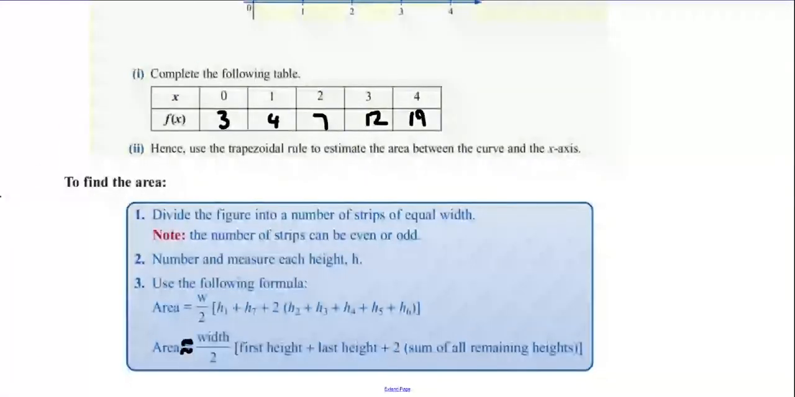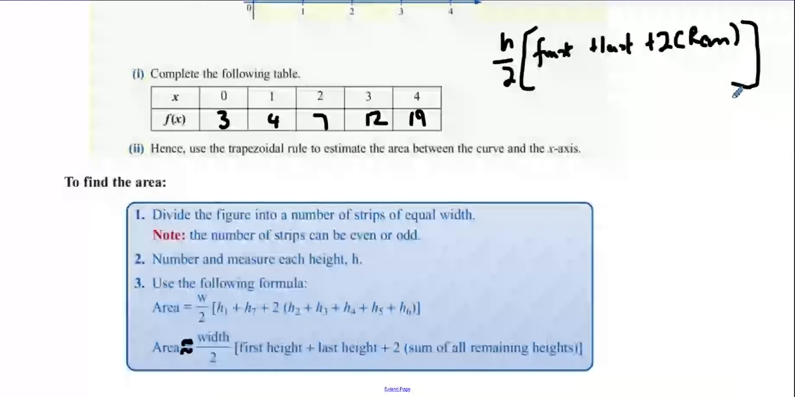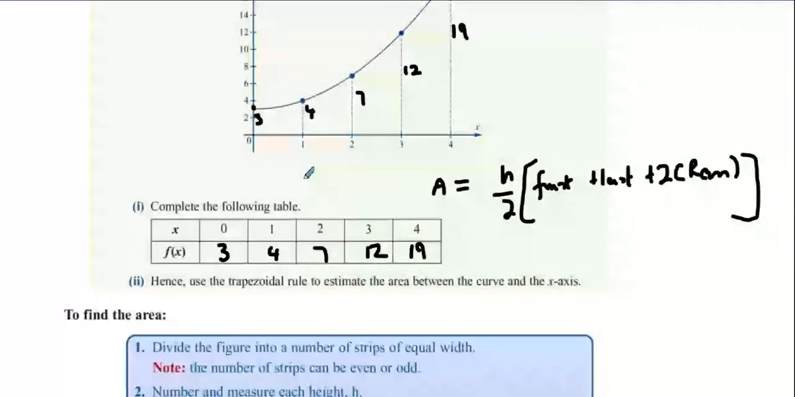Now, the formula we're going to use for the area is h over 2, first plus last plus 2 times the remaining. Let me explain how you use this formula. h is in your log tables. h is the gap between intervals, and we can see that h equals 1 for this question.